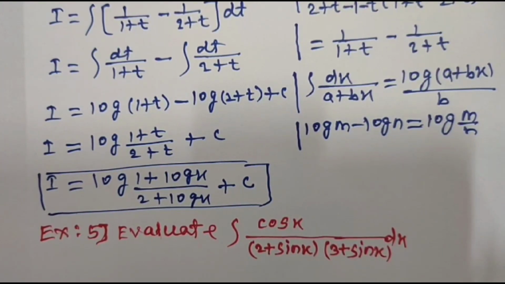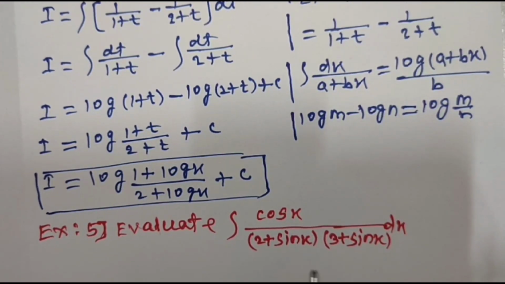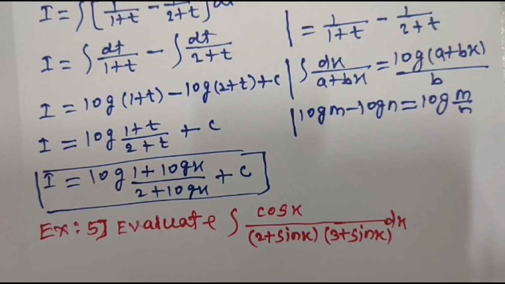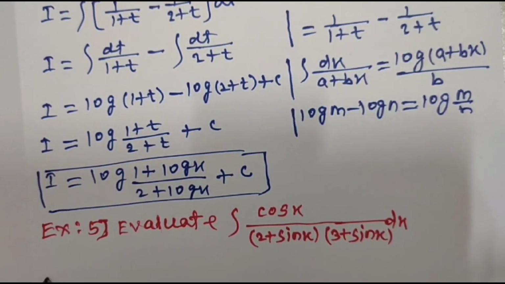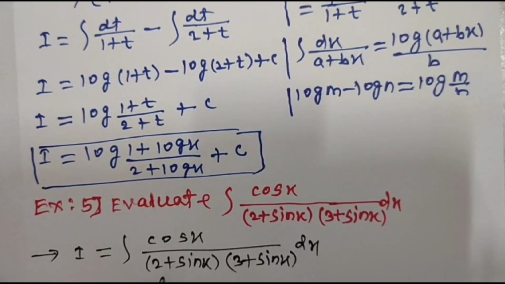Let us solve sum number 5. Evaluate the integral of cos x divided by 2 plus sin x into bracket 3 plus sin x, integral with respect to x. Here also we have to apply both the methods, substitution as well as partial fraction method. First of all, consider the integral I is equal to the given integral cos x divided by 2 plus sin x in one bracket and 3 plus sin x in another bracket, integral with respect to x.